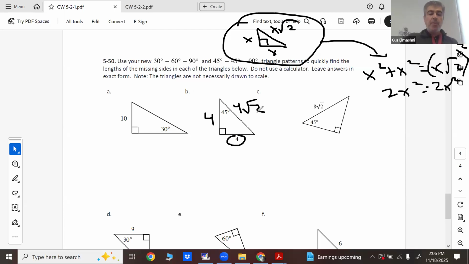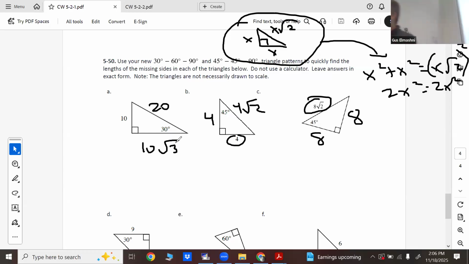Let's use the same ratio for part C. Now the hypotenuse is 8 root 2. What do you expect the legs to be? Yes. Good. 8 and 8. Perfect. And let me write this over again. Okay, before we move forward, let's check one more time, make sure we got it.